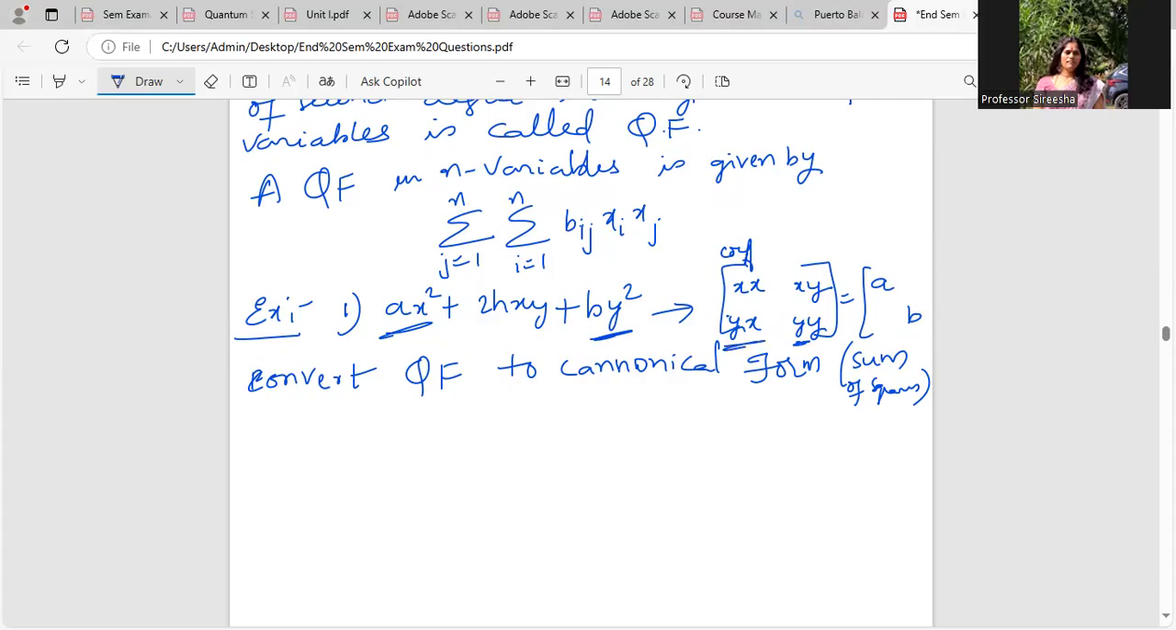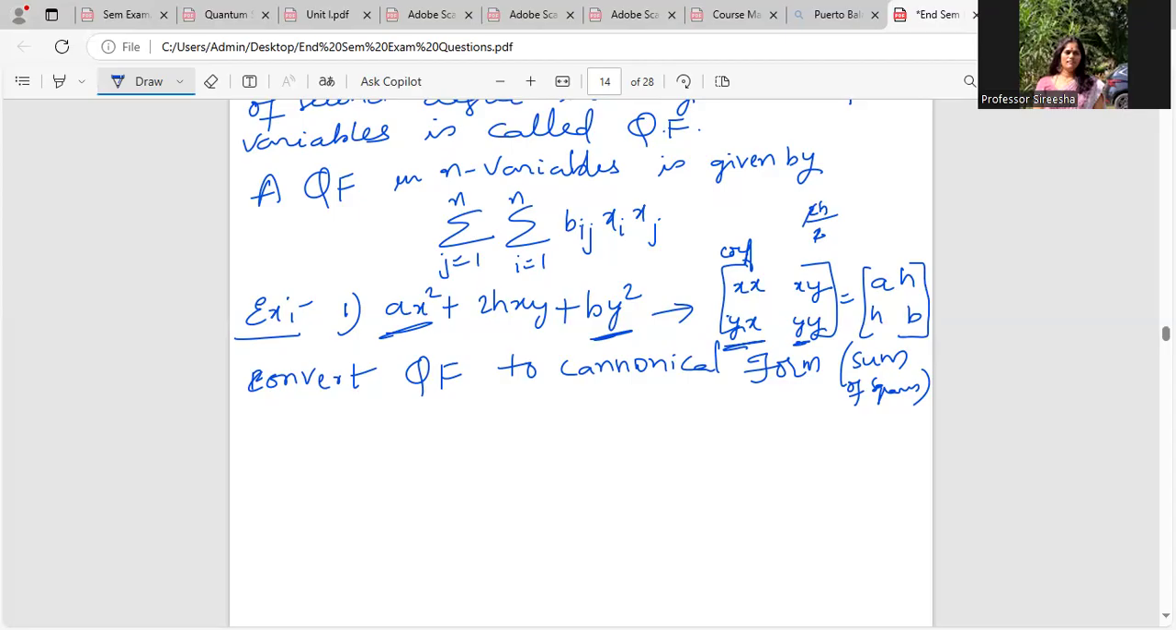Of course, I have the yx coefficient also, which I need to construct the matrix. So I'll have this 2h and I will halve it, so I'll be having h. One h I will put here, the other h I will put here. Any combination terms are handled like this only. The coefficients of the squared terms would be in the diagonal.